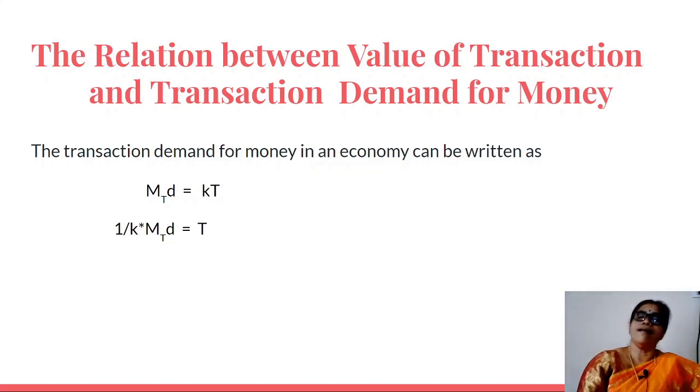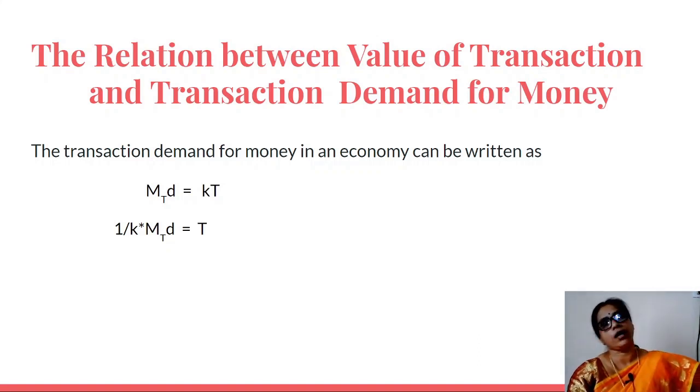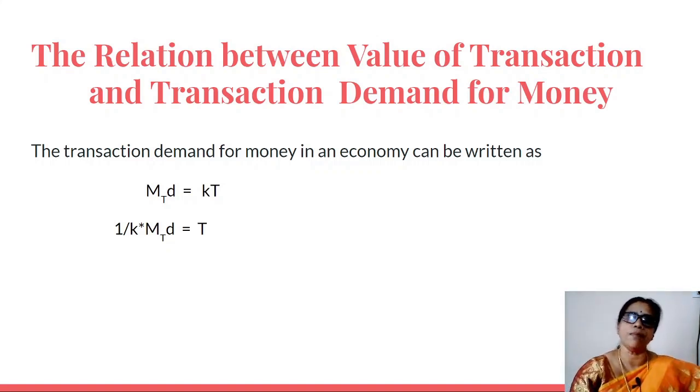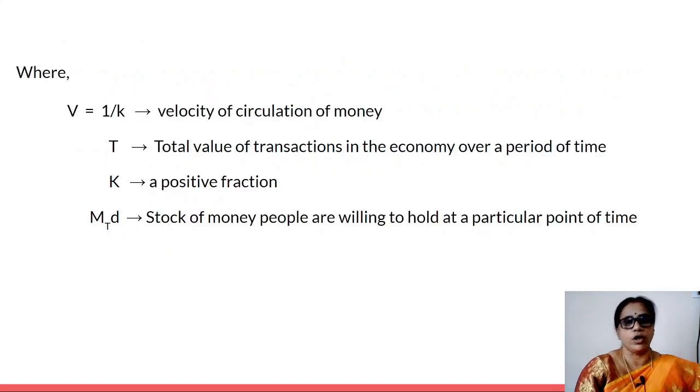Now let us see the relationship between value of transaction and the transaction demand for money. Children, the transaction demand for money in an economy can be written as an equation. Here MTD, that is the transaction demand for money, is equal to KT, or 1 by K into MTD is equal to T. Here 1 by K is equal to V, that is V is equal to 1 by K, which is the velocity of circulation of money.